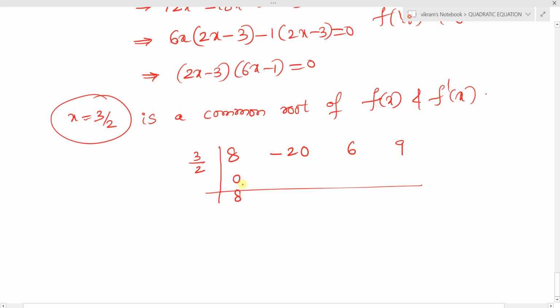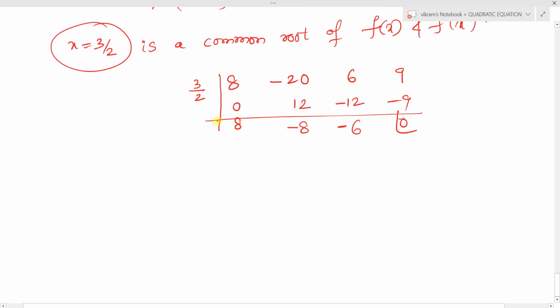The first column gives 0, 8. Sum is 8, and multiplying 3 by 2 into 8 is 12, and we get minus 8. Then 3 by 2 into minus 8 is minus 12, and we get 6. And then 3 by 2 into minus 6 is minus 9. Here the remainder is 0.